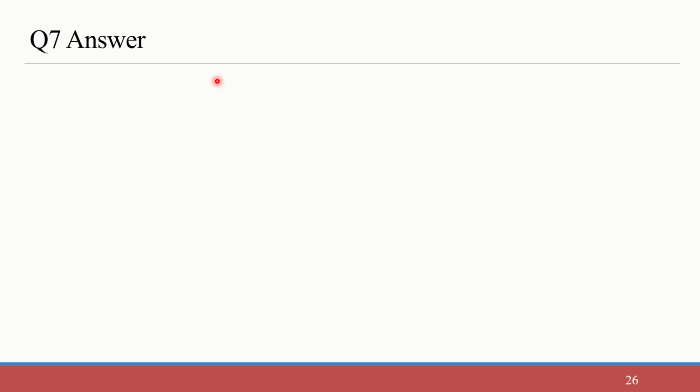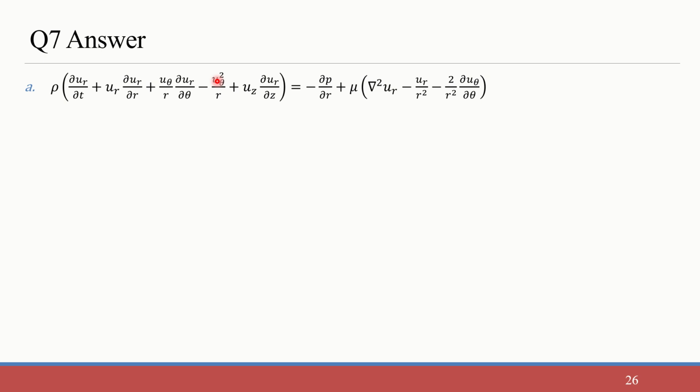So for the answer, first we need to write the Navier-Stokes equation in the R direction. Previously, in Cartesian coordinates, we wrote it in the x, y, z directions. Now the coordinates are r, theta, z in cylindrical coordinates. So we need to write the momentum conservation equation in the R direction, and we will solve it for the viscous terms. That is mostly the mu into so and so terms, right? Those are the terms. So first let us write the equation in the R momentum direction.